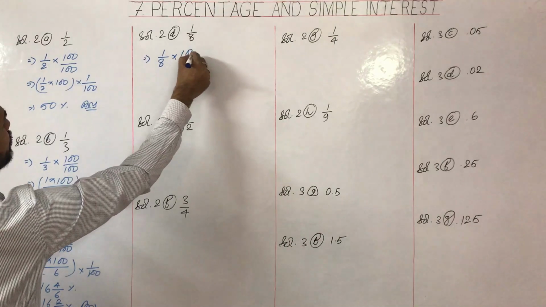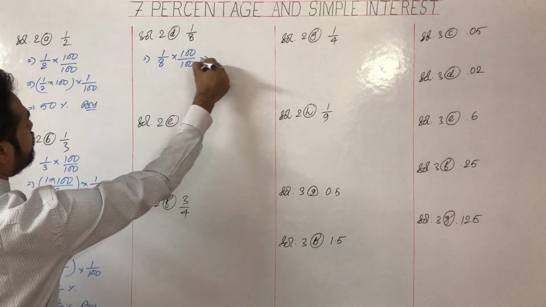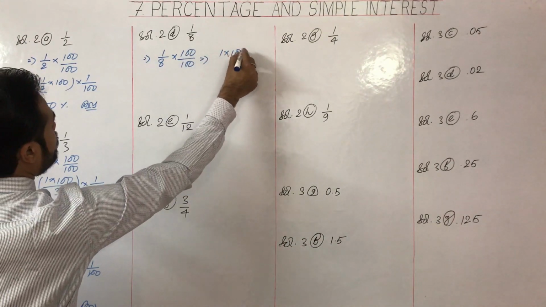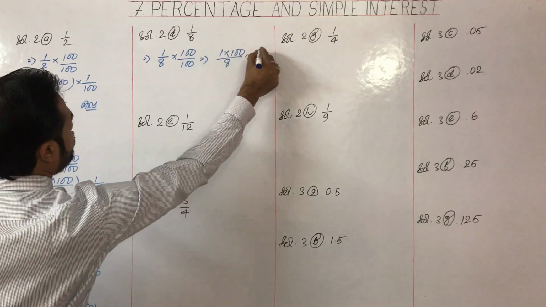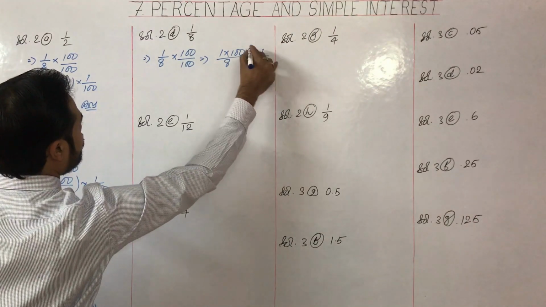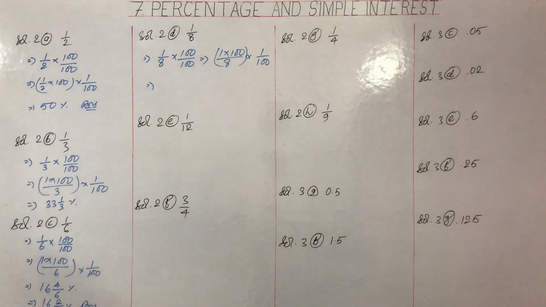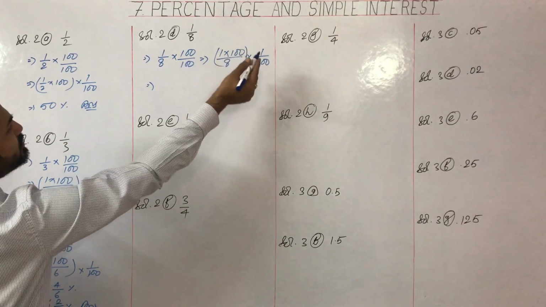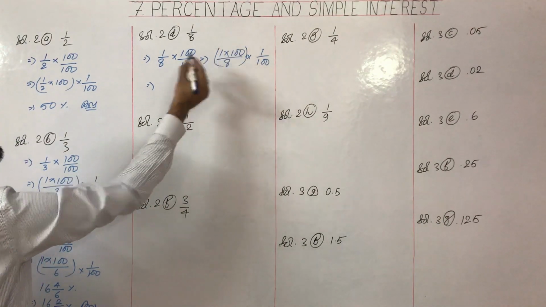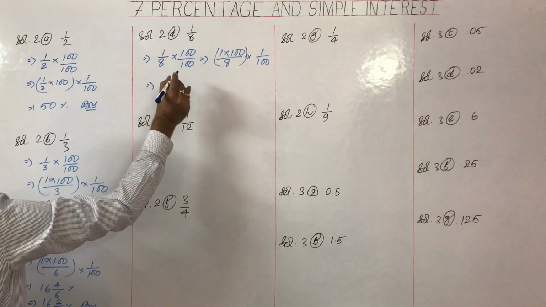1 by 8 into 100 by 100. In the next step, 1 into 100 by 8 into 1 by 100. And 100 by 8, again, not possible to divide completely. So 100 by 8 means 96 plus 4 by 8. And 96 by 8 is 12.